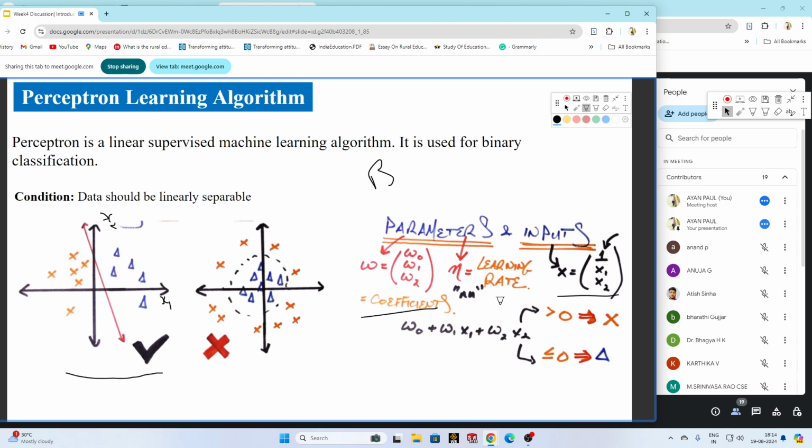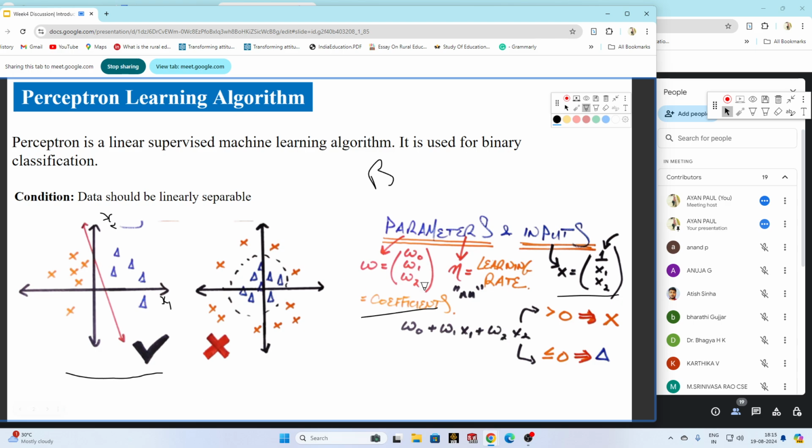If the learning rate is less, that means learning rate is related to step size, or you can say the search size. If the learning rate is small, then you are searching the space much more. If the learning rate is large, then you are searching the space less. So that is the concept of learning rate.